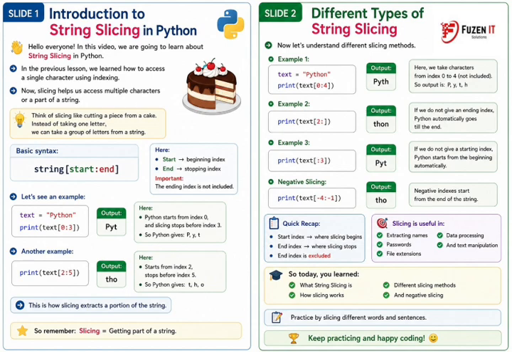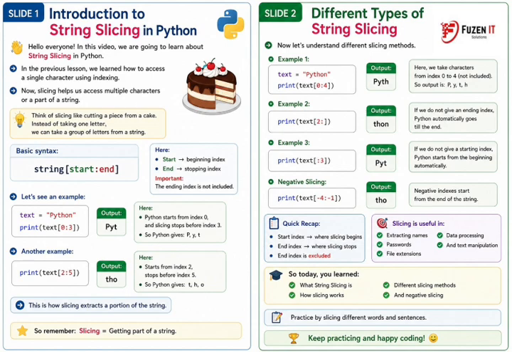If we do not give an ending index, Python automatically goes till the end. And for the example we have given in slide 2, example 3, you can see the output as pyt. If you do not give a starting index, Python starts from the beginning automatically. Python also supports negative slicing. Negative indexes start from the end of a string.